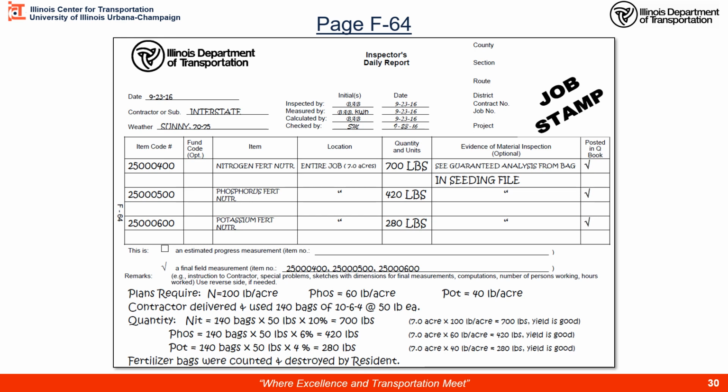10 means 10% of that bag is nitrogen. 6 is the second number, which is the phosphorus. And 4 is the potash, which is the last item. So they're always in this order of nitrogen, phosphorus, potash, alphabetical, if you will. So we need to do the calculation. So 10%, 6%, 4% of 50-pound bags, there's 140 of them. Gives us our 700, 420, and 280. That's what we have here.